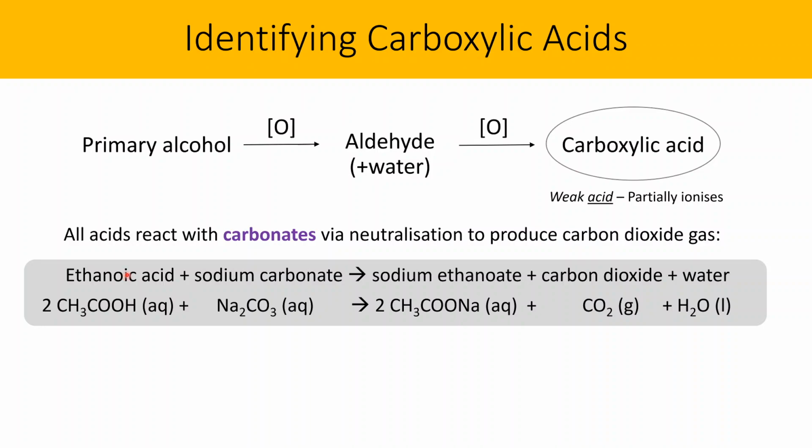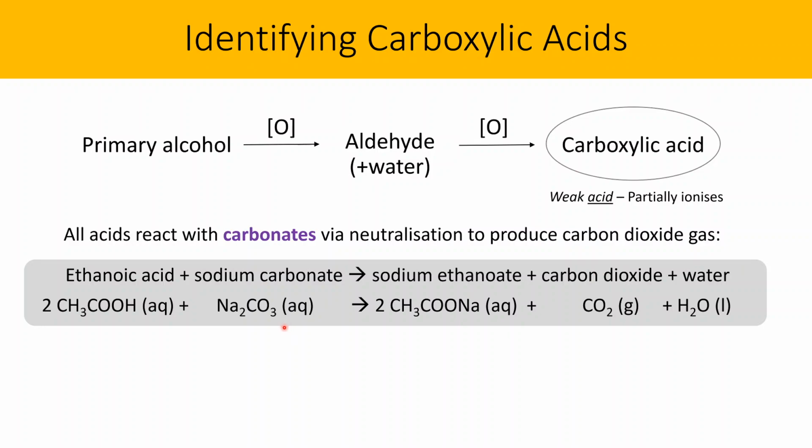Methanoic acid with sodium carbonate would give sodium methanoate. Ethanoic acid, sodium ethanoate. Propanoic acid, sodium propanoate. Okay, so whatever carbonate you've got, the metal anoate of the carboxylic acid, or the metal carboxylate as it's sometimes known. Okay, that will give you also carbon dioxide and water.